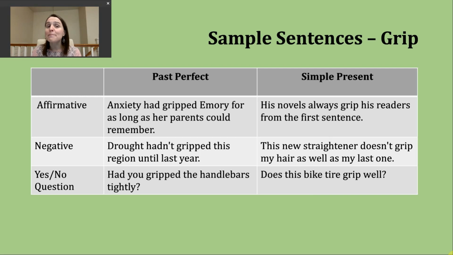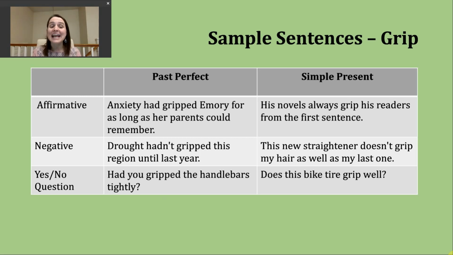Now, if I want to make a negative past perfect sentence, I'm going to start my sentence in a similar way. I have my subject, I use had, then I have not, and then the participle form of the verb. Here's another example sentence. Drought hadn't gripped this region until last year. So here we're talking about an action not occurring before a certain point in time.